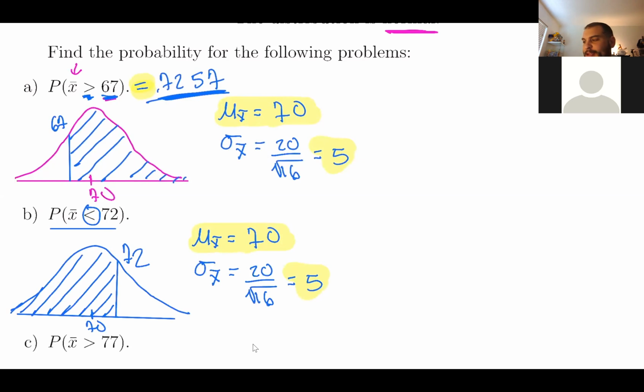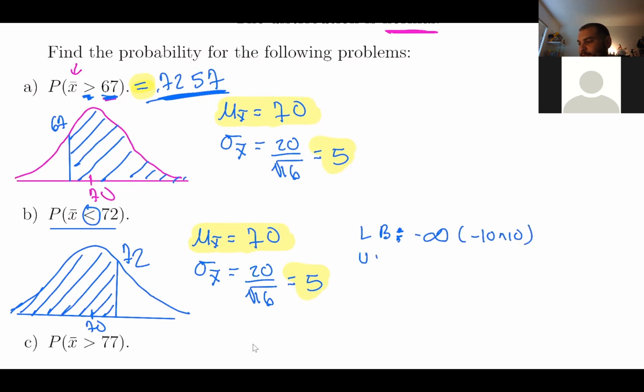For this one, if you look at the lower bound, what's the lowest value that we have shaded to the left-hand side? Theoretically it keeps going to the left-hand side, so it's going to negative infinity. But if you have a TI-83, you want to put negative 10 to the 10 power.